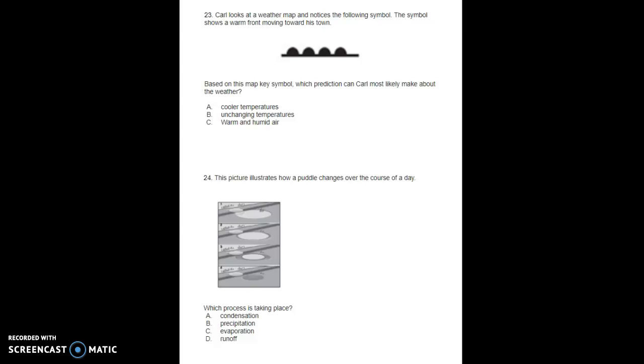Number 24. This picture illustrates how a puddle changes over the course of a day. Which process is taking place? A. Condensation. B. Precipitation. C. Evaporation. Or D. Runoff.